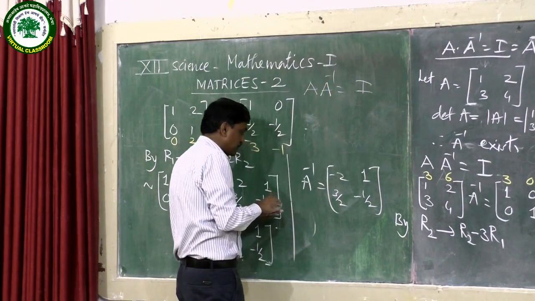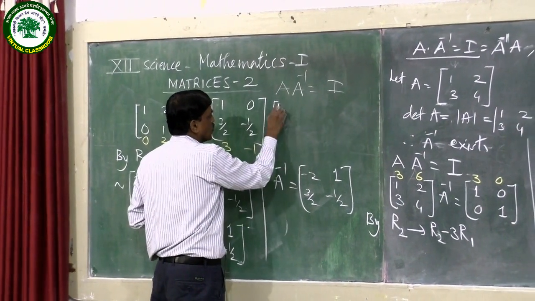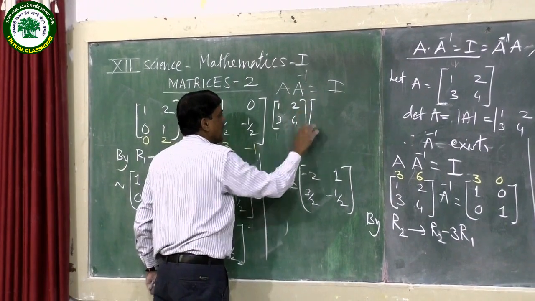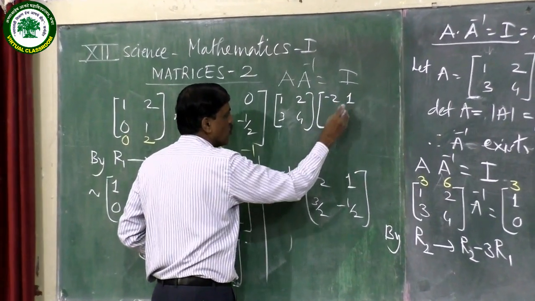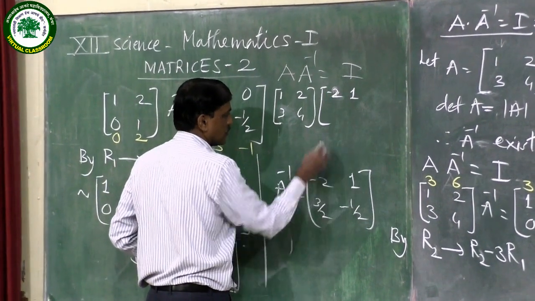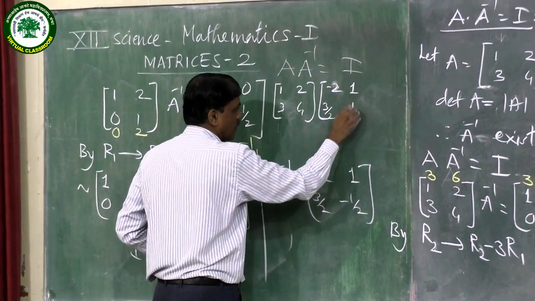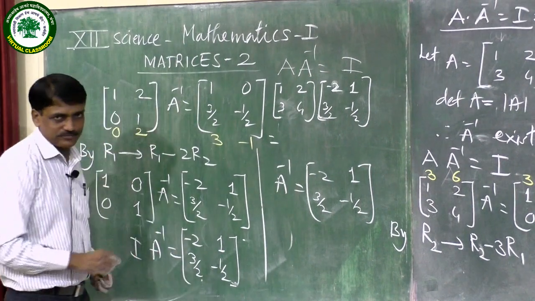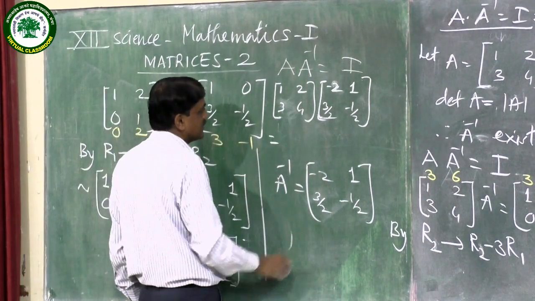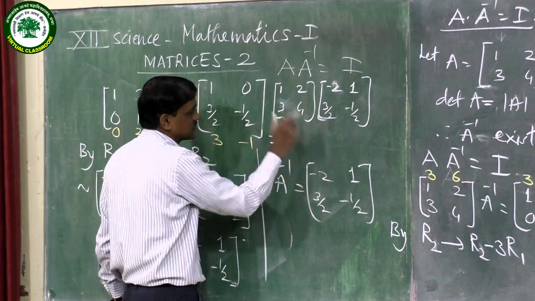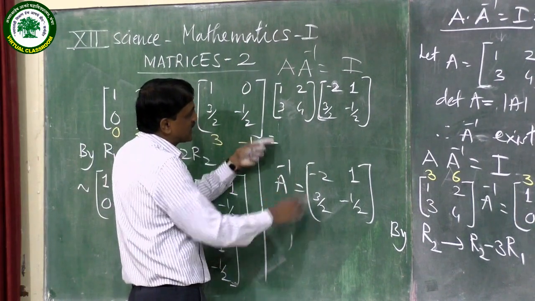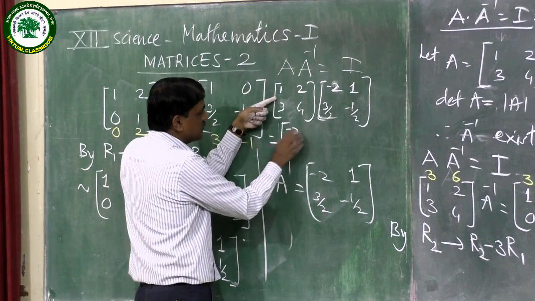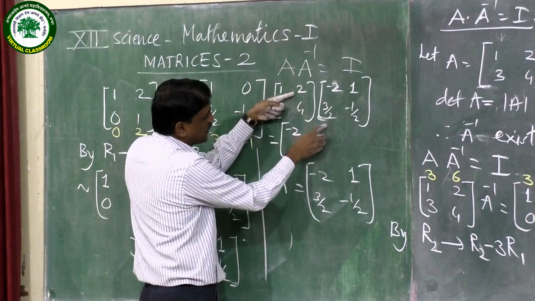Let us check. So A is 1, 2, 3, 4. A inverse minus 2, 1, 3 by 2, minus 1 by 2. Can we get I? Then we can say that this is the inverse of this matrix. So how to multiply these two matrices? First row into first column, 1 into minus 2, it is minus 2, plus 2 into 3 by 2, it is 3.